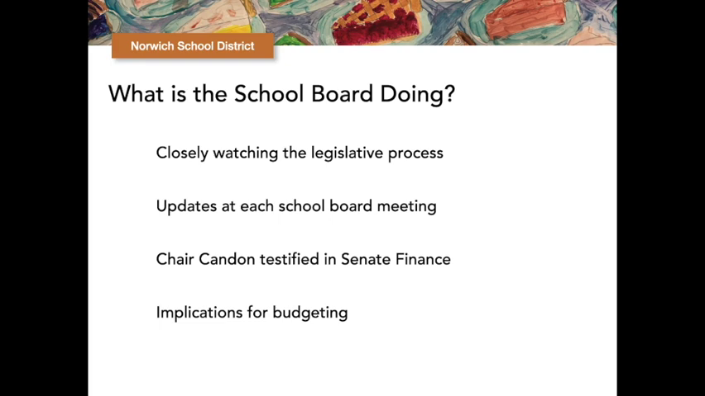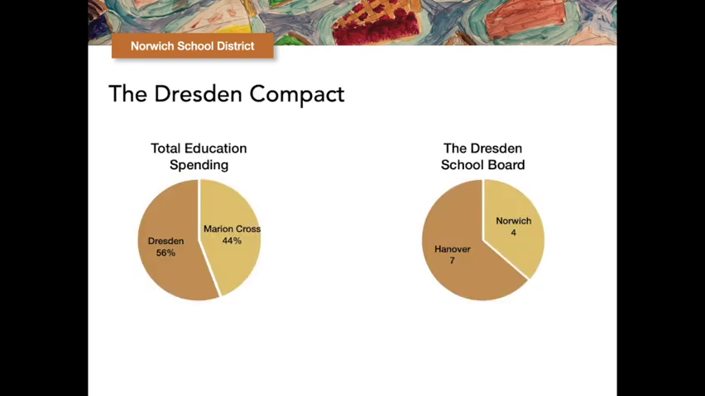And speaking of budgeting, it's important to remember that our total education spending is made up of both the Marion Cross budget, but also the Dresden assessment to Norwich. And it's that Dresden assessment, Norwich's portion of what it costs to run the middle and high school, that makes up just over half of our education spending.